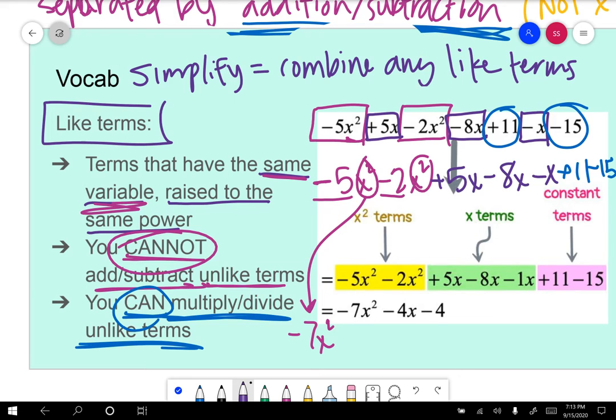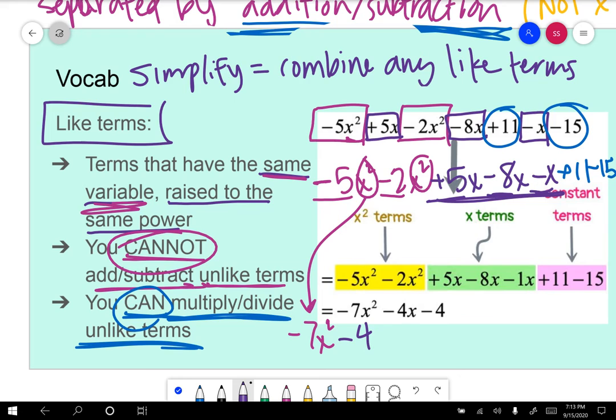Okay, the next part, here we go. We have plus 5x minus 8x minus x. Remember that minus x has the invisible 1 in front of it, so keep that in mind. So let's combine these. Again, you take the coefficients, the numbers there, and do the operation before it. So we have a positive 5 minus 8, which gives us negative 3, minus 1. Remember, that's negative 1x. Negative 3 minus 1 would give us negative 4.